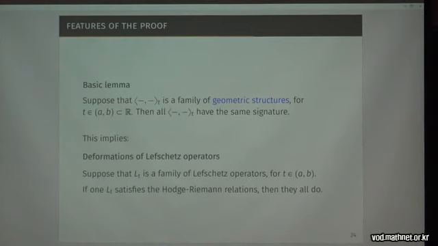And this implies that if I have a family of Lefschetz operators, so these are these degree 2 operators going up, a big part of the proof is in changing these operators and moving them around. And this basic lemma implies that if one of these satisfies the Hodge-Riemann relations, this statement about signature, then in fact they all do.